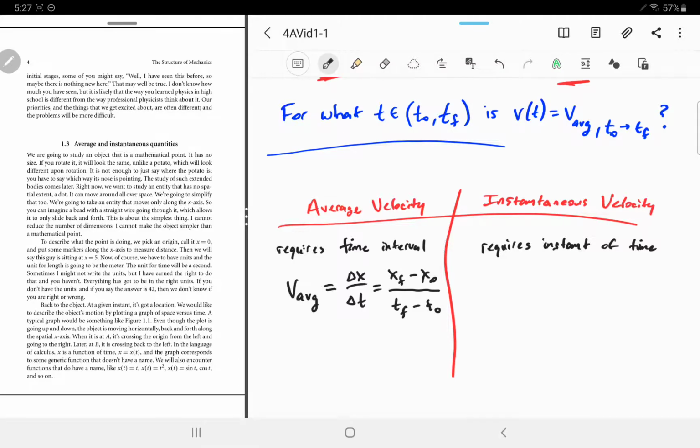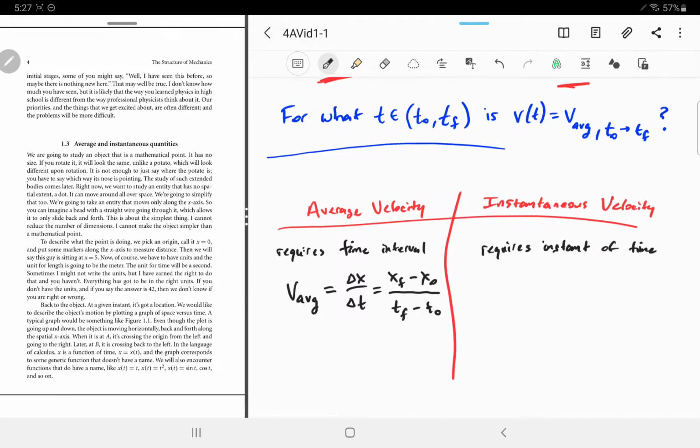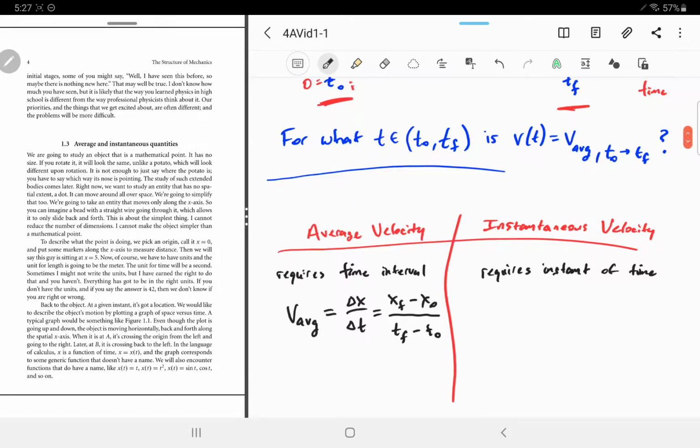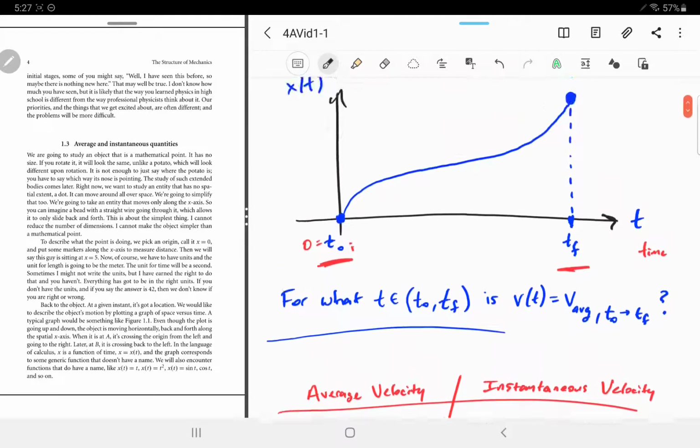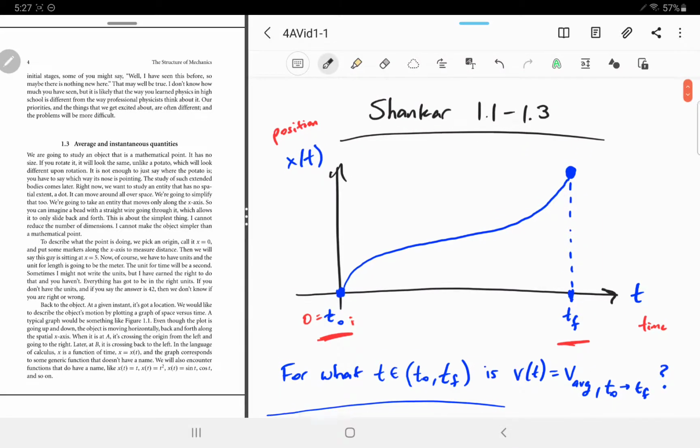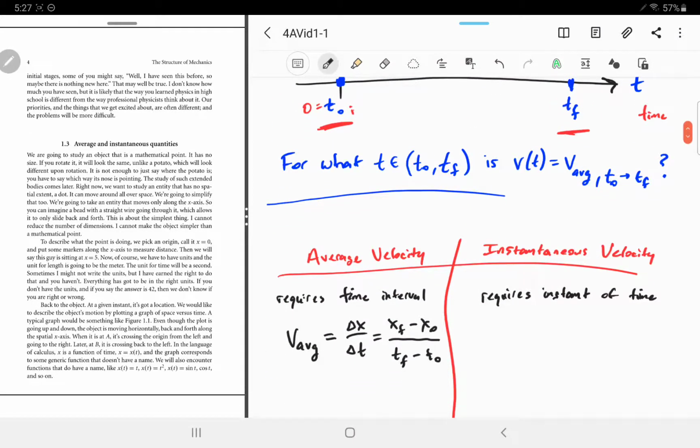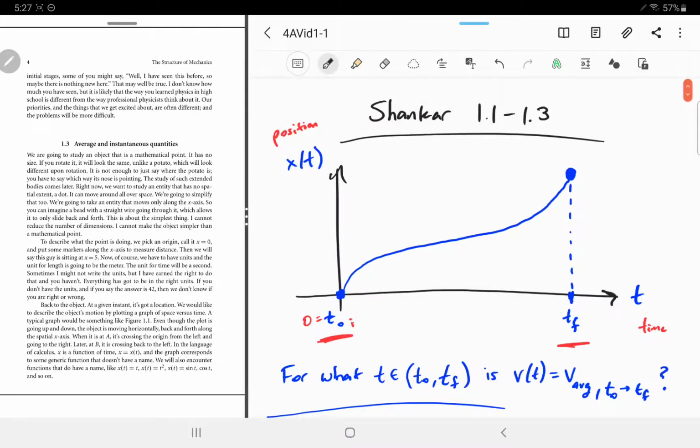And remember, this is defined during a time interval, so there is a final and initial. So if someone says average velocity and you don't know what the interval is, then there's a problem. You have to specify what the interval is. Okay, so looks like this is rise over run in a graph of x versus time.